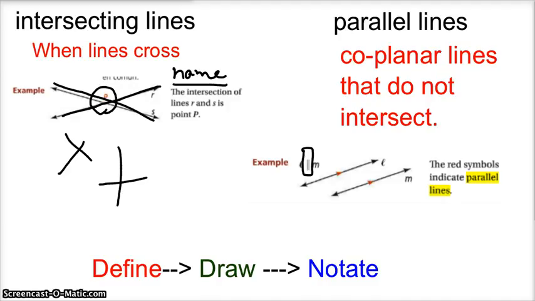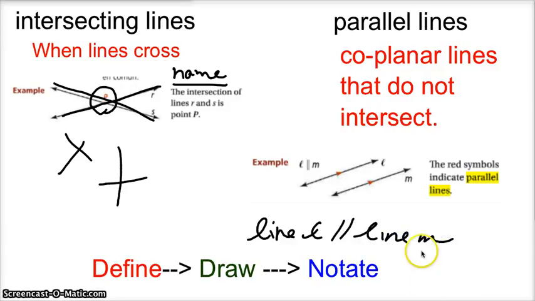So when we talk about notation, there is a special symbol for parallel when there wasn't a special symbol for intersecting. So if you draw line L and line M, we can say that line L is parallel to line M. These little red symbols indicate parallel as well. So make sure on your note paper that you've defined, you've drawn, and you've notated.